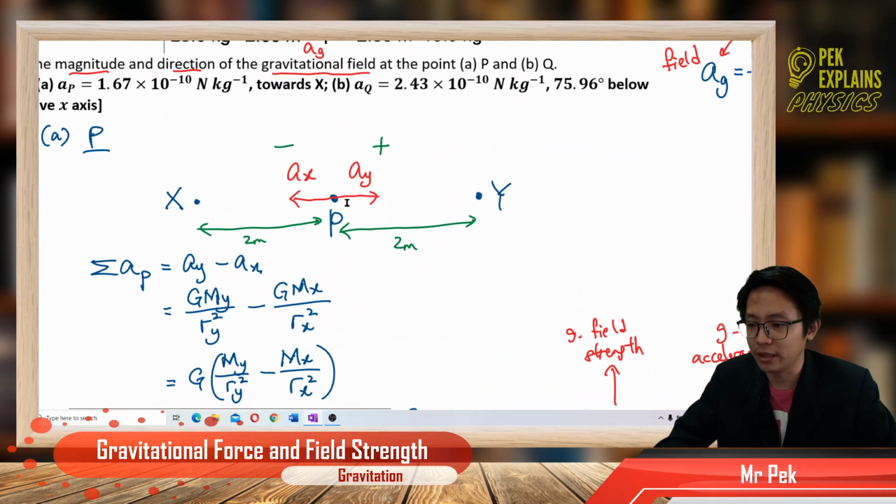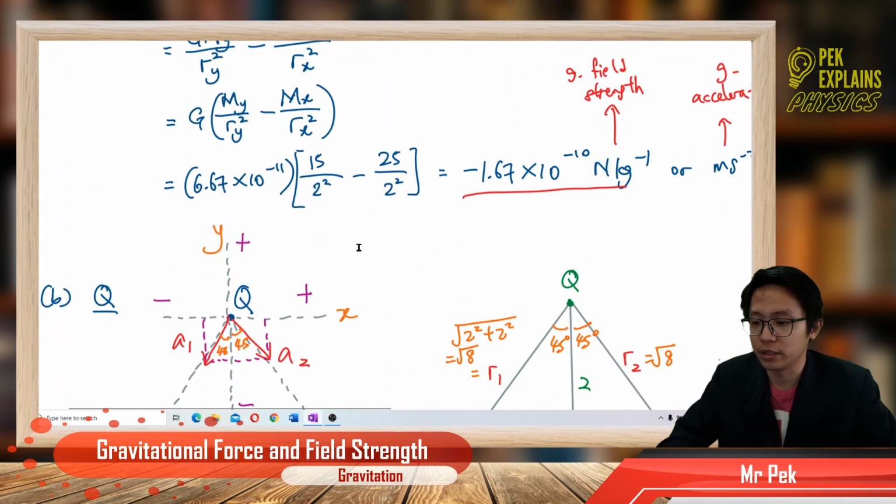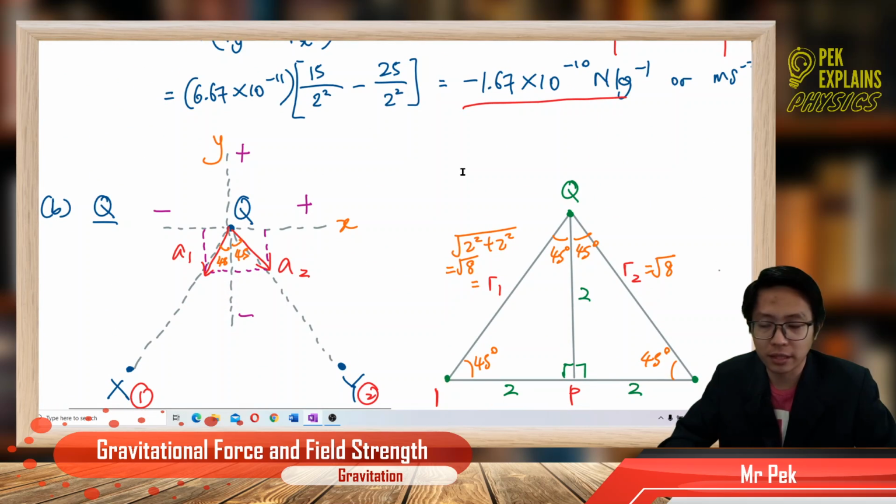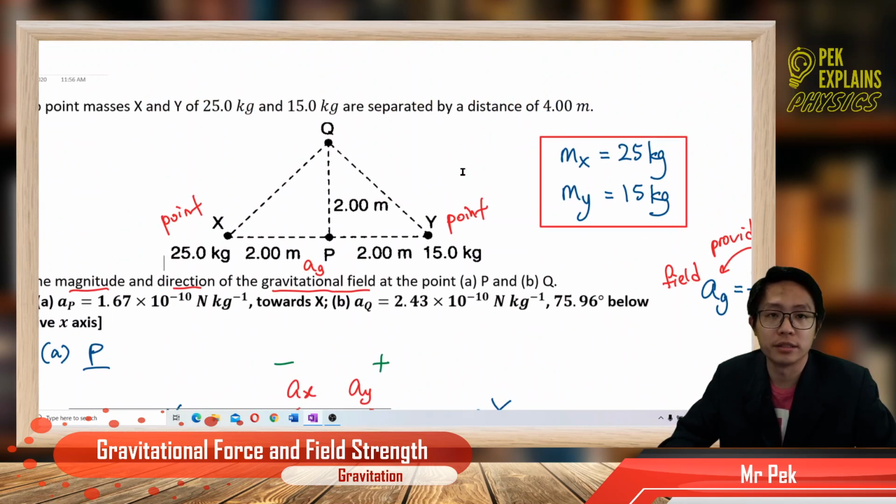All right. This is how you draw for vectors. You must draw arrows. You must draw a vector diagram. Do x and y components. All right.